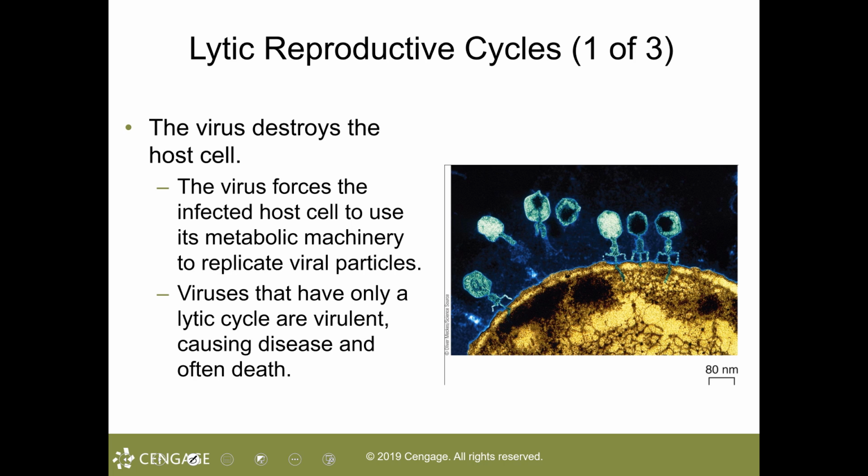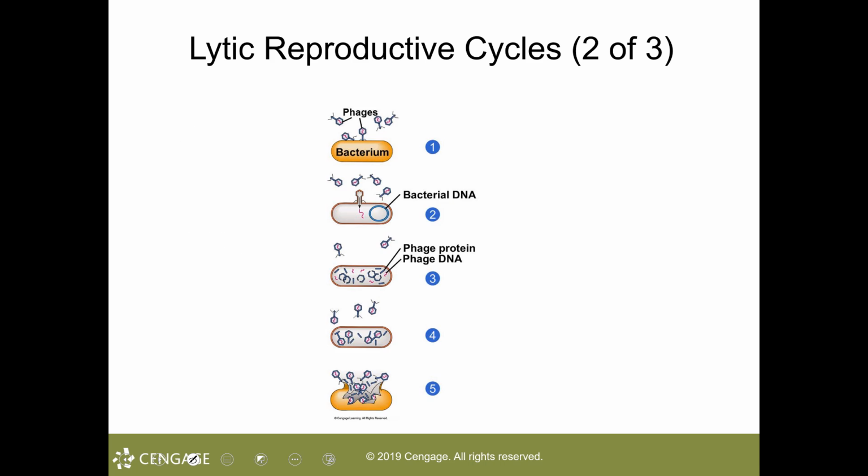The virus forces the infected host cell to use its metabolic machinery to replicate viral particles. Viruses that only have a lytic cycle are virulent and cause disease or often death. So let's get to the 5 parts of the lytic cycle. Number 1 is attachment or adsorption. The virus attaches to specific receptors on the host cell, and this ensures the virus infects only its specific host.